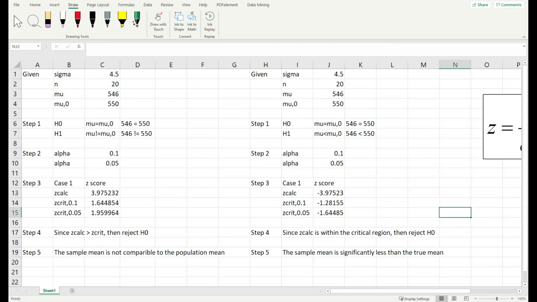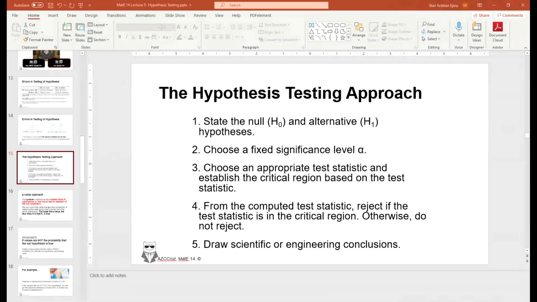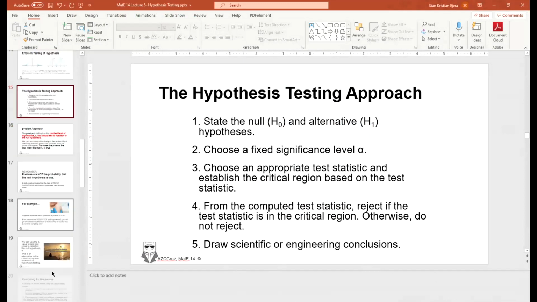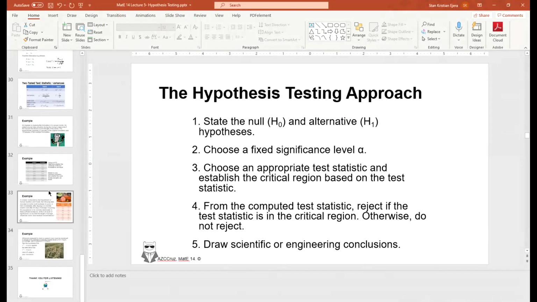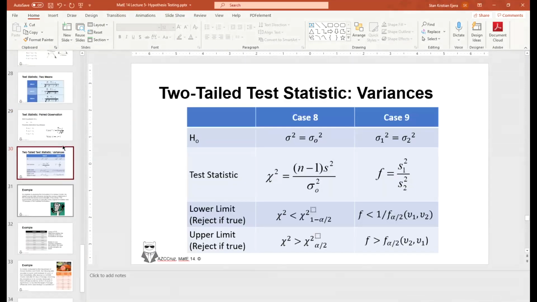So, let's try another example. Or gusto nyo ba mag-break muna saglit? Okay, diretso na tayo. So, let's do PowerPoint. No, sorry. Dito. And we do another example, no?